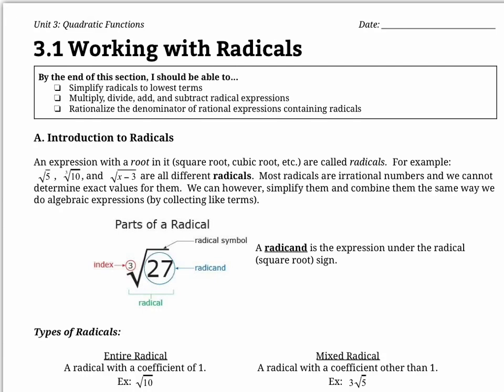So first, what the heck is a radical? Well, radical is just a fancy way of saying root. So it's just an expression that has a root in it. So this is a radical. This is a radical where there's an expression underneath there. So let's go back into a quick understanding of what we know about roots already.